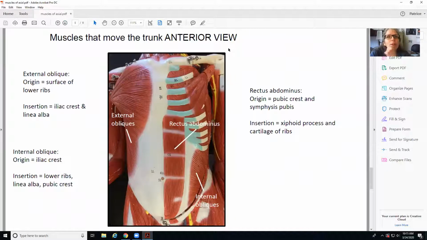This is the anterior view. And so here we see the other three of the four. And remember, again, half the model is showing you the deep muscles, and half of them is showing superficial.